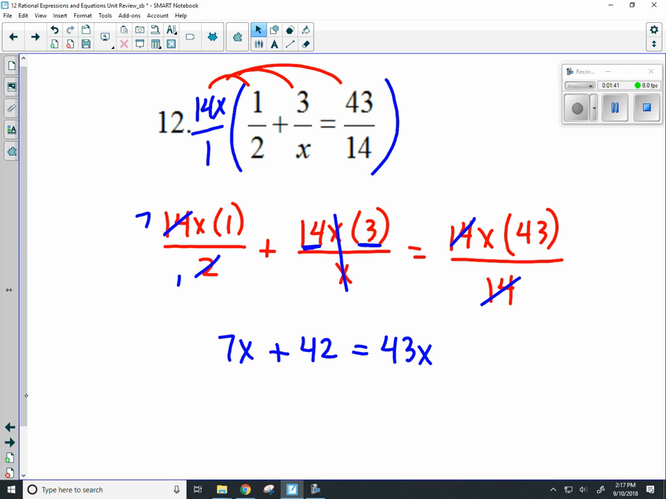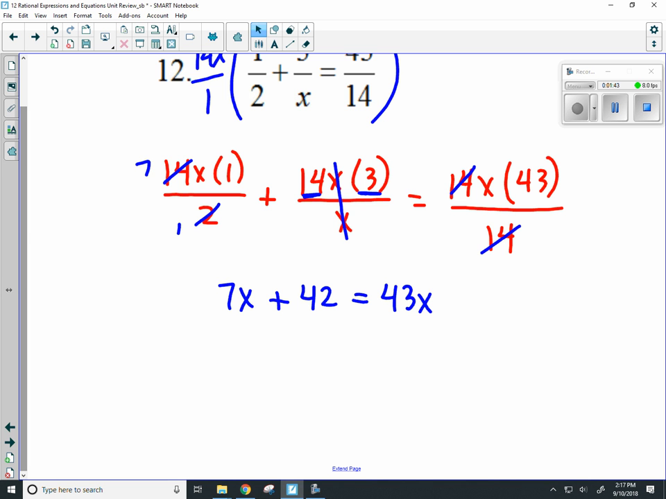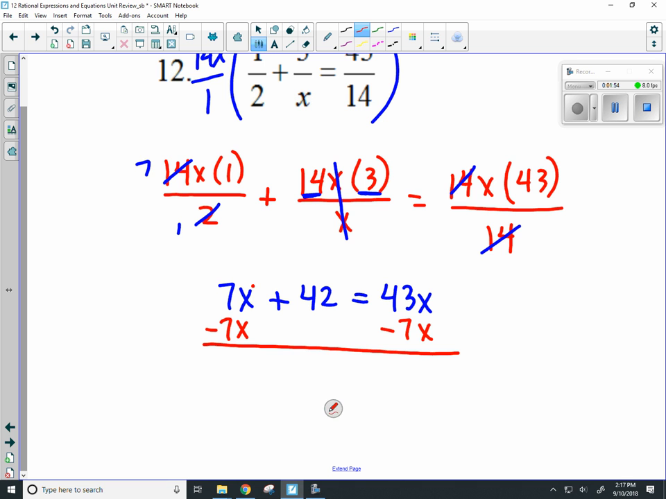Now, in this case, since we don't have any x squareds, we can simply get x by itself by getting all x's to one side and anything without an x to the other side. All right, so we should end up with, let's see here, 36x over here, I think. And divide both sides by 36.